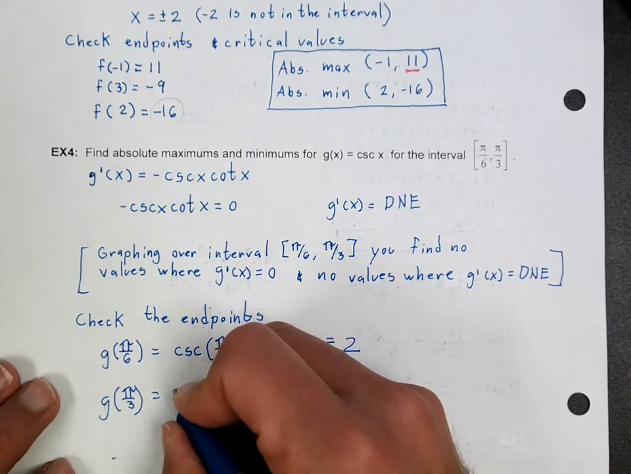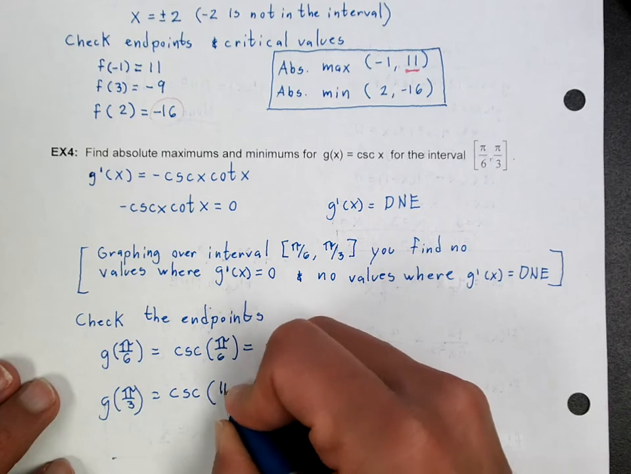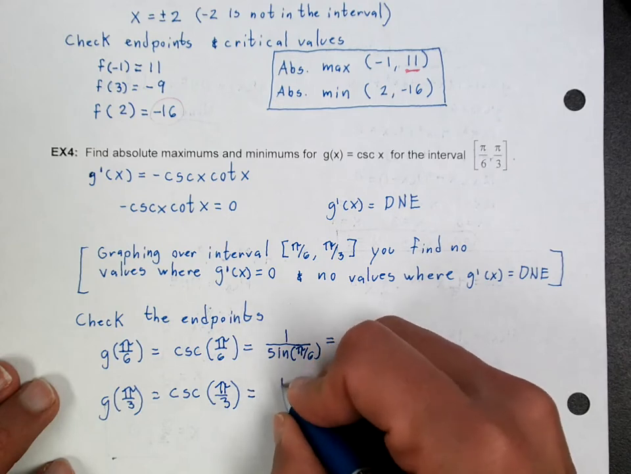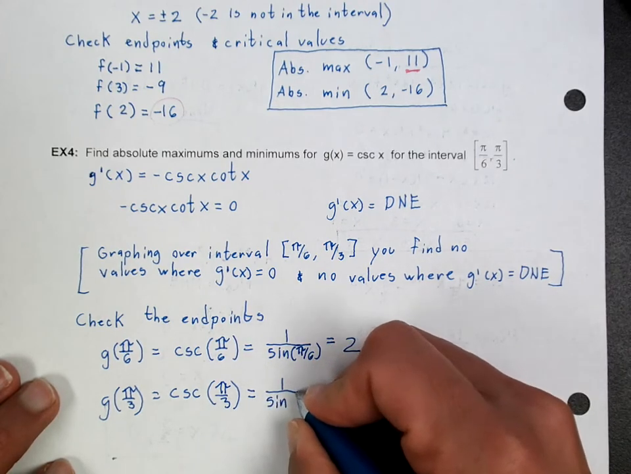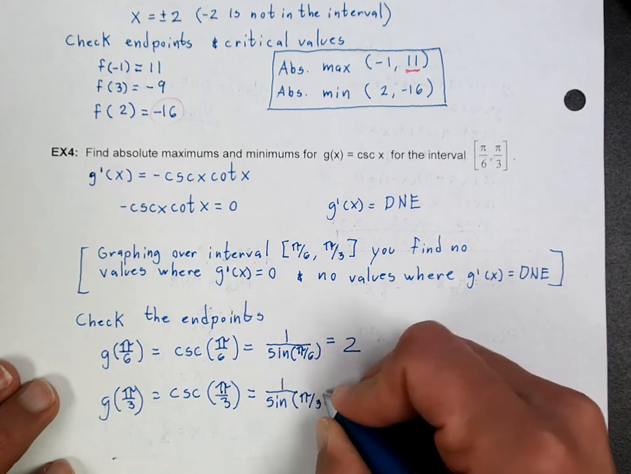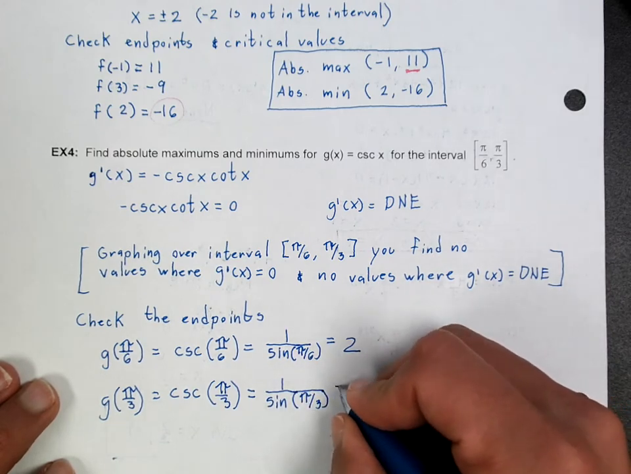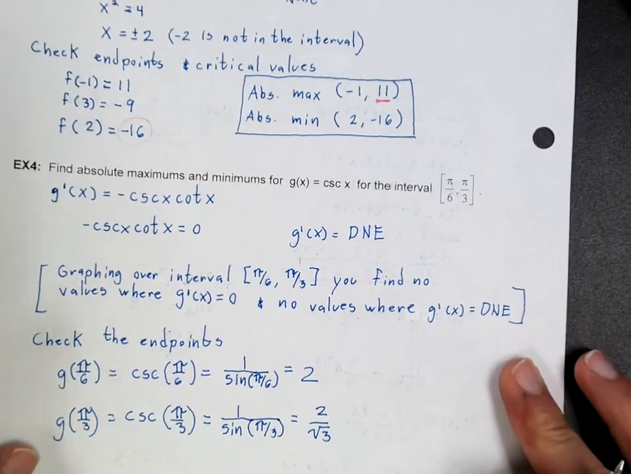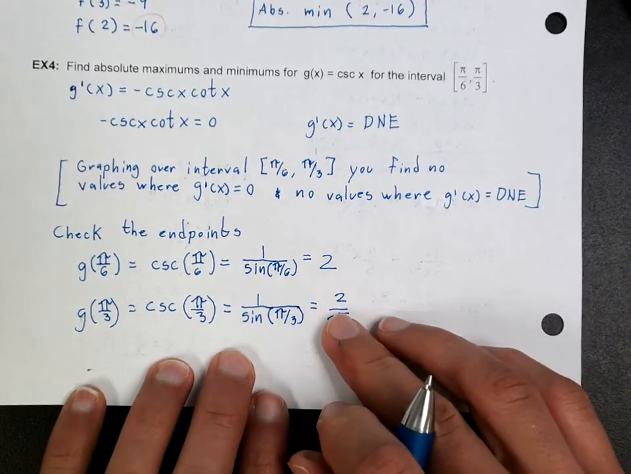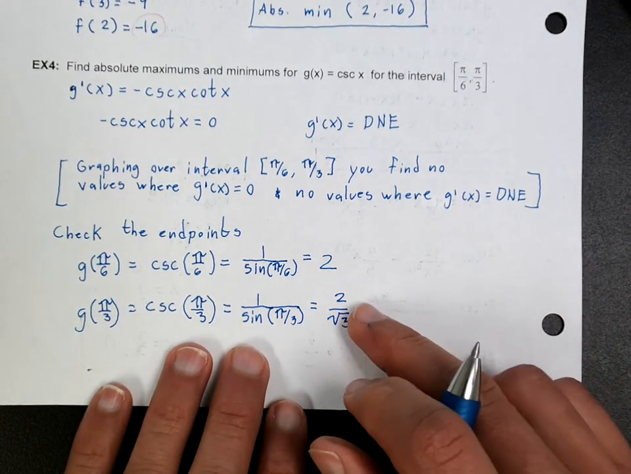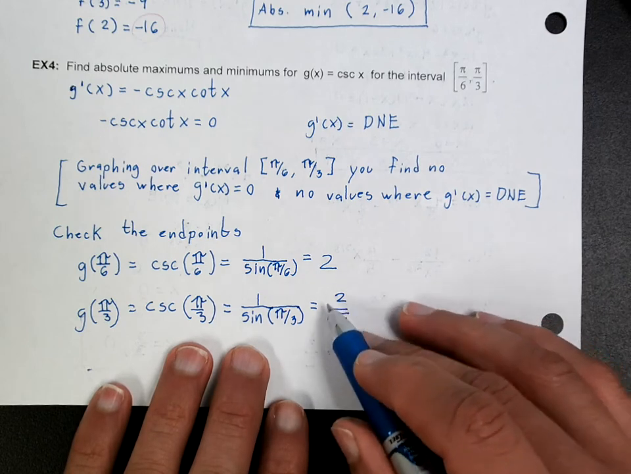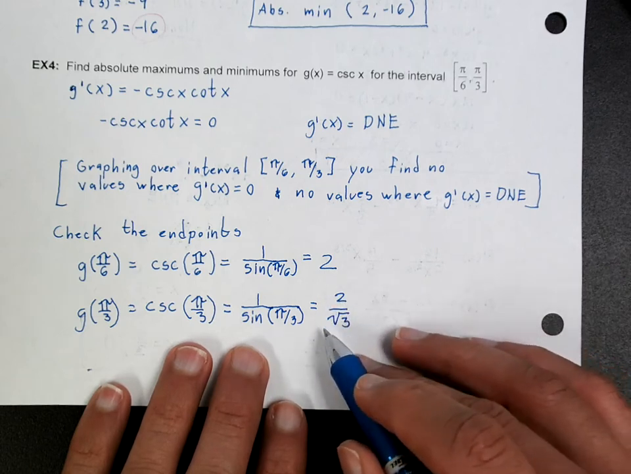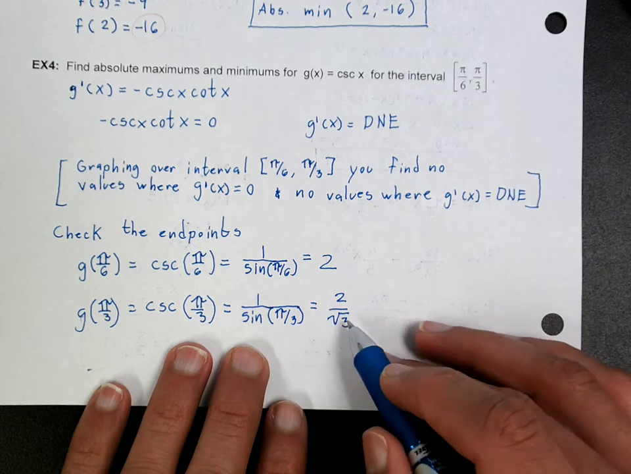And on this one, the cosecant of pi over 3 is equal to 1 over sine of pi over 3. Sine of pi over 3 is square root of 3 over 2, so this is 2 over the square root of 3. At this point you just have to figure out which one's the smallest and which one's the biggest. 2 divided by the square root of 3 is obviously going to be less than 2, because we're dividing 2 by some number larger than 1, even if you're not sure what the number is, that makes it smaller than 2.